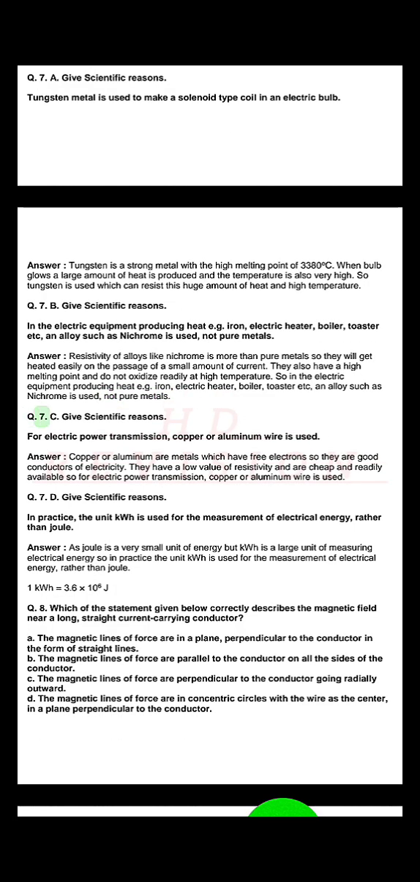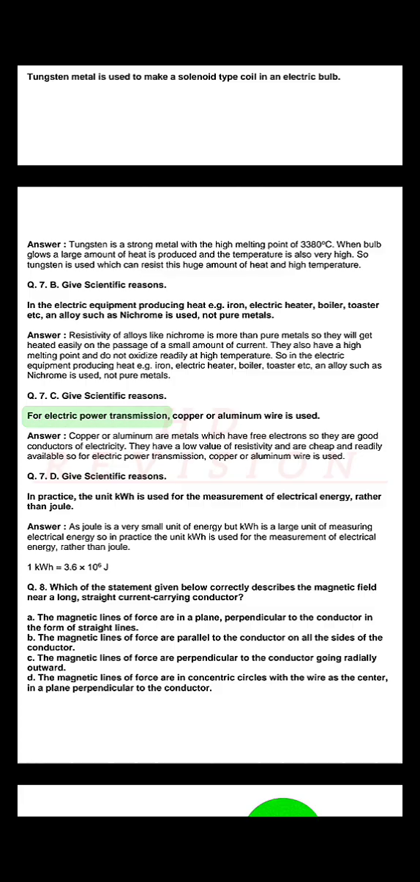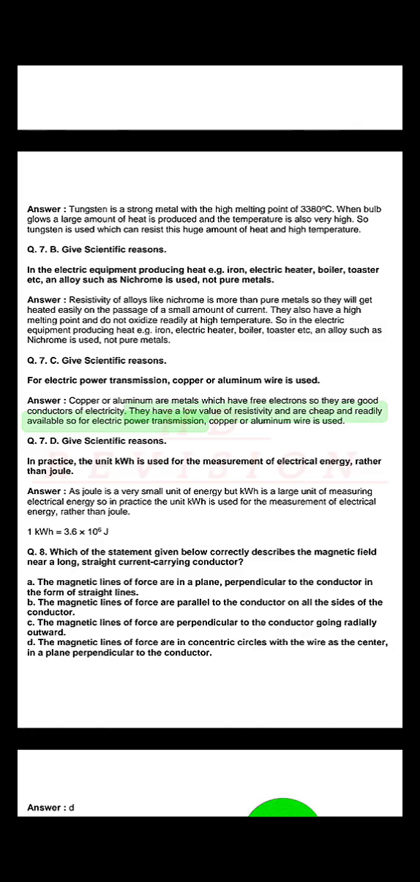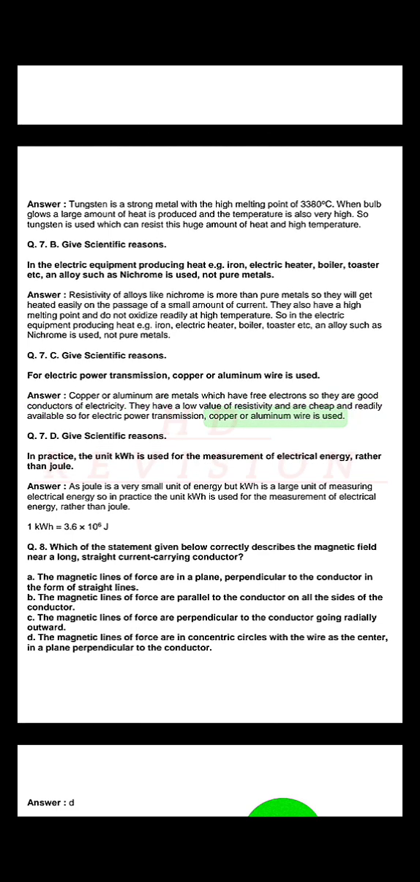Q. 7. C. Give scientific reasons. For electric power transmission, copper or aluminum wire is used. Answer. Copper or aluminum are metals which have free electrons, so they are good conductors of electricity. They have a low value of resistivity and are cheap and readily available, so for electric power transmission, copper or aluminum wire is used.